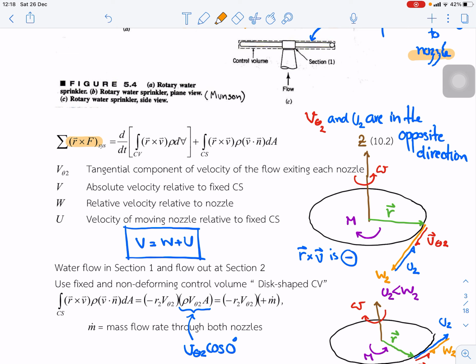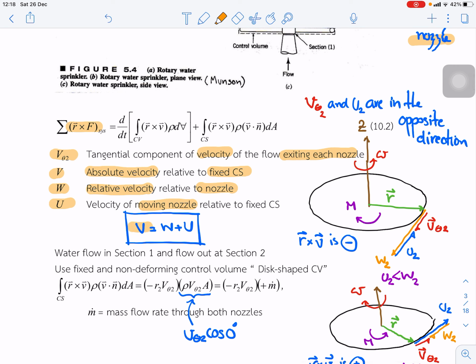R cross F is the change of momentum. I will explain that we focus on the tangential or transverse component of the velocity, v theta 2 at point 2, at the exit of each nozzle. v is the absolute velocity relative to the fixed point, w is the velocity relative to the nozzle, and u is the velocity of the moving nozzle. So we have this relationship: v equals w plus u.